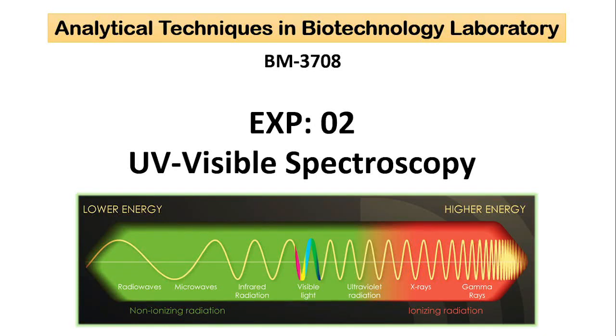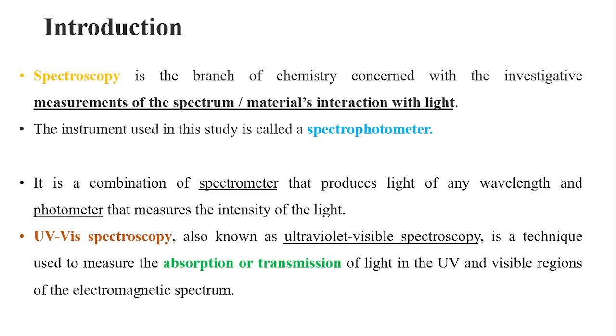So good morning everyone. Today the experiment that we'll be performing is UV visible spectroscopy. Spectroscopy is the branch of chemistry which deals with the interaction of matter with the electromagnetic spectrum. And the instrument that is used in this study is called a spectrophotometer. It is a combination of a spectrometer that produces light and a photometer which measures the intensity of light which is produced by the spectrometer.